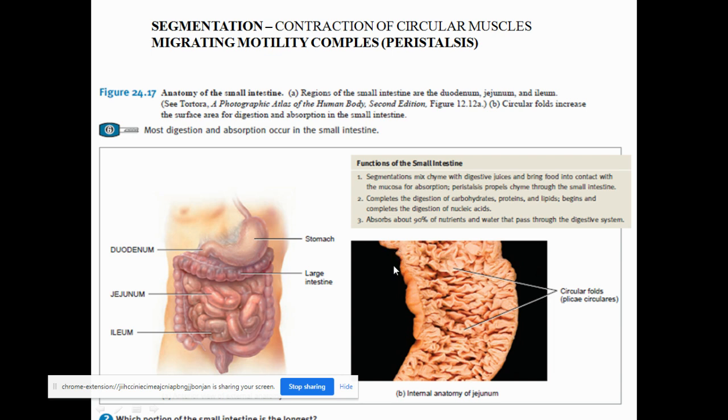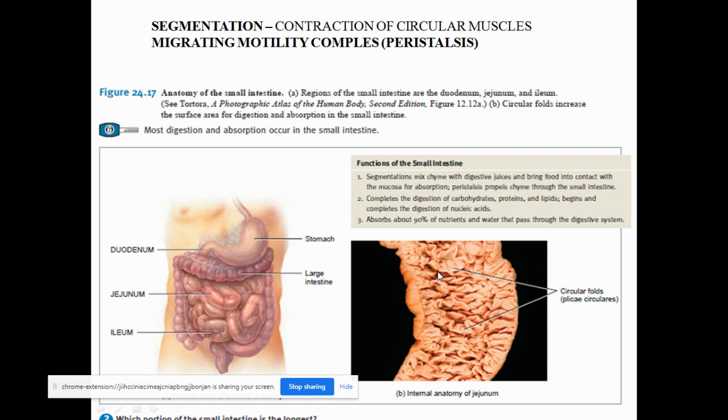Slowly it starts here, and it goes segment by segment, segment by segment. During one contraction, what happens? The chyme gets mixed up. The chyme flows in the lumen of the small intestine in a spiral manner, a spiraling movement.